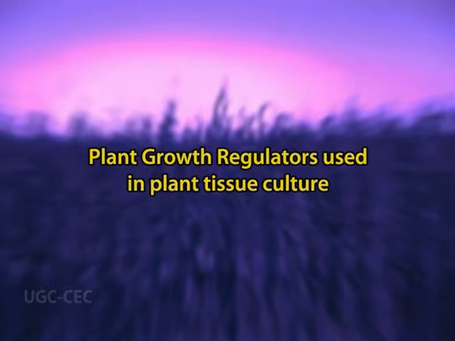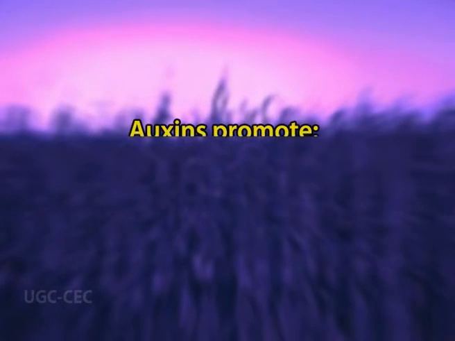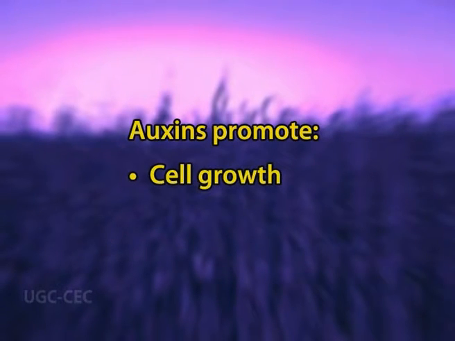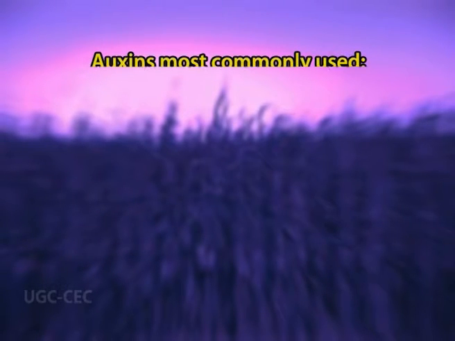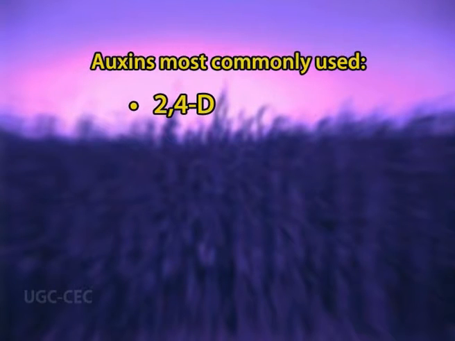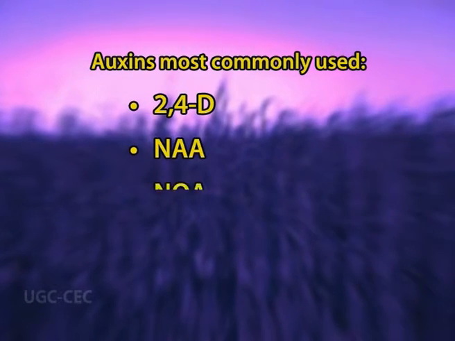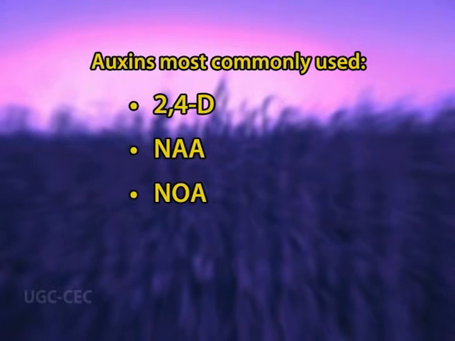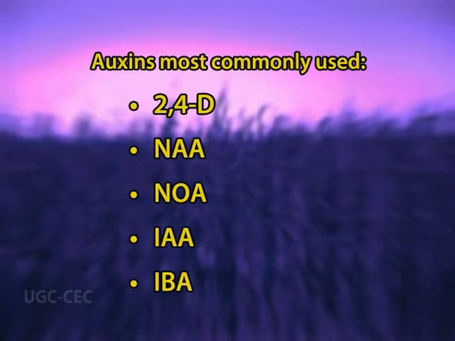Plant growth regulators used in plant tissue culture medium are auxins. In plant tissue culture, auxins promote cell growth and cell division. The most commonly used auxins in plant tissue culture are 2,4-dichlorophenoxyacetic acid, naphthalene acetic acid, naphthoxyacetic acid, indole 3-acetic acid, and indole 3-butyric acid.